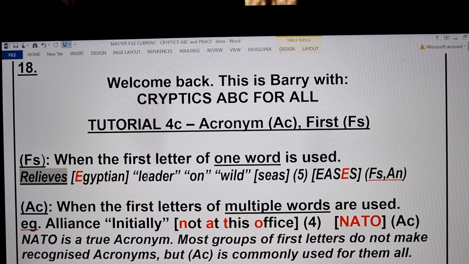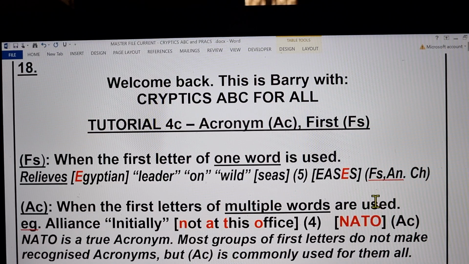Well, Egyptian leader means the first letter of Egyptian, that's the E. On is a charade. Wild is an anagram of seas. So if you put the charade of the E and the seas together and anagram them, you get eases. Notice you've got seas there, S-E-A-S with an E in the middle. Okay, there it is. So there should be a charade there really, that I would certainly put in there because that is what's being done.